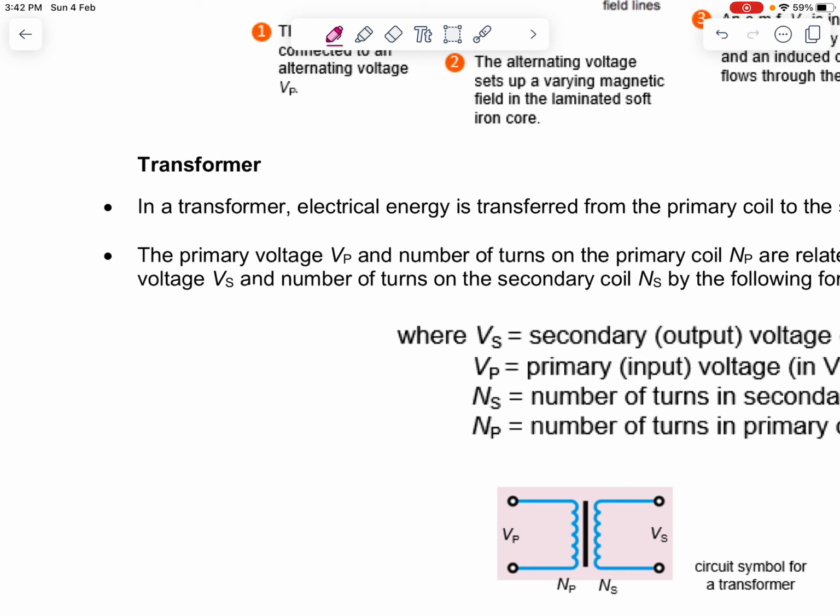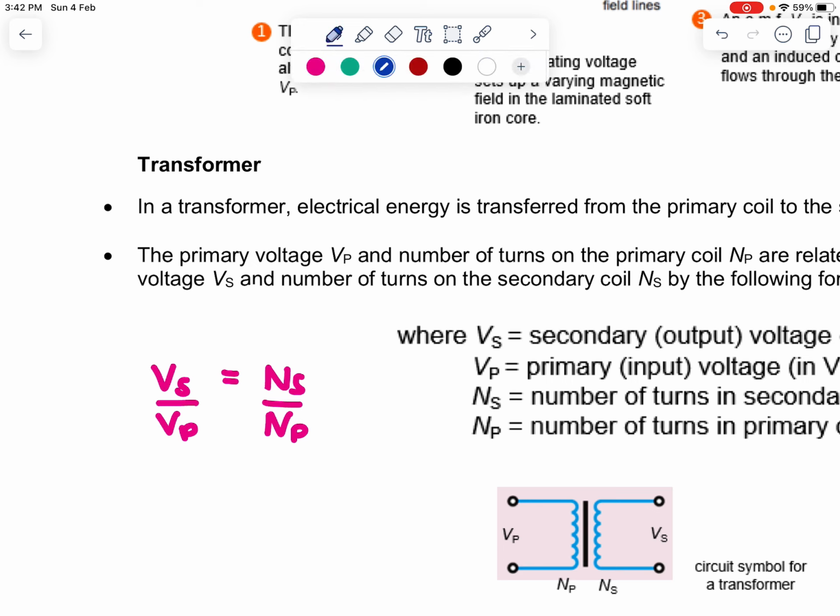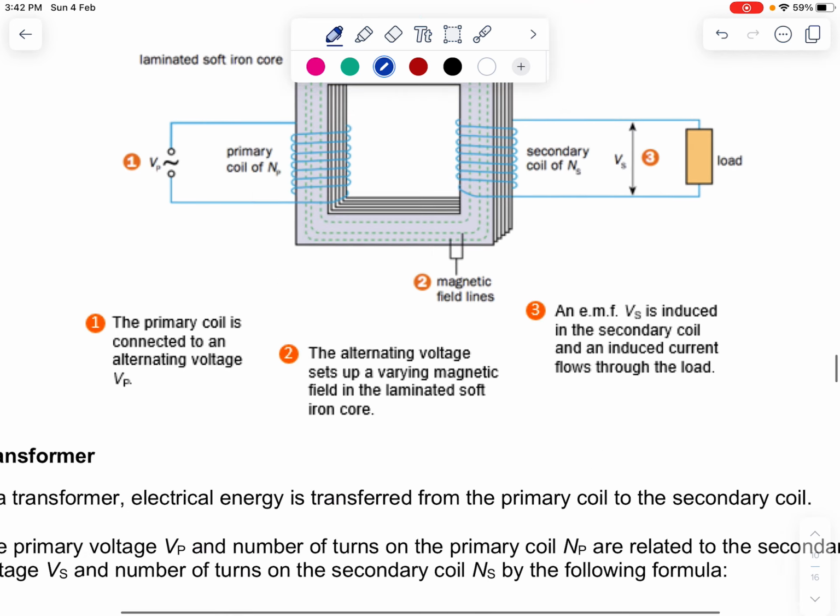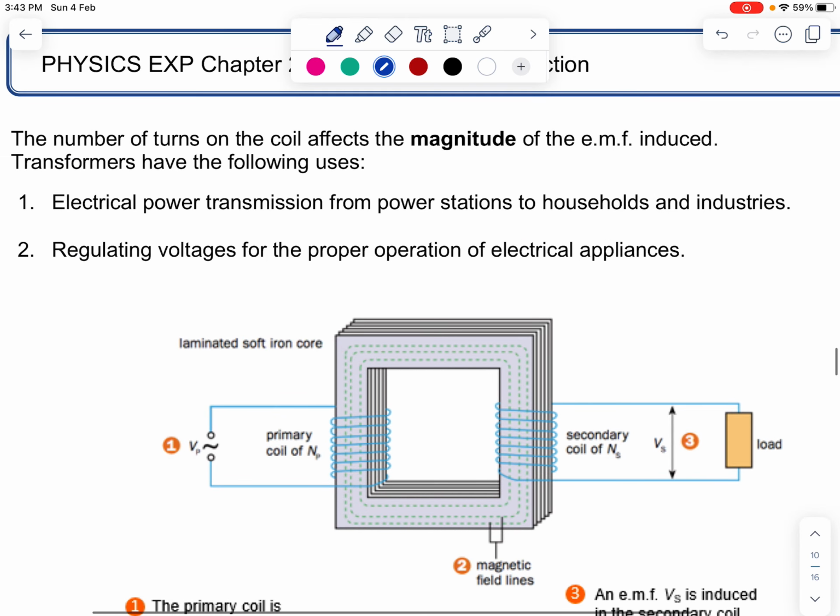So, Vs over Vp equals Ns over Np. So this is the formula. On the right hand side, Ns over Np is actually the turn ratio of a transformer. So what we are using a transformer for is to control the magnitude of the induced EMF and current so that we can step down from the power station to our houses and appliances and regulate the voltage.